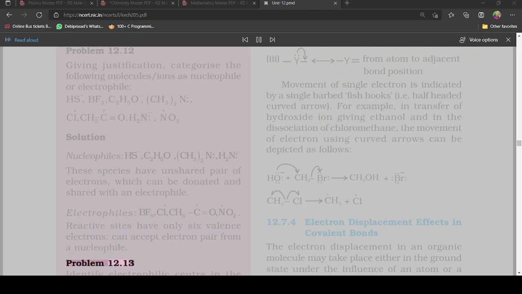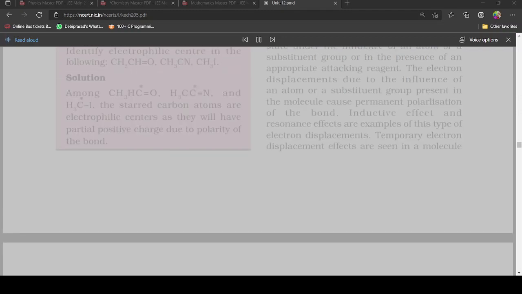Problem 12.13. Identify electrophilic center in the following: CH3CH=O, CH3CN, CH3I. Solution: among CH3HC*=O, H3CC*N, and H3C*I, the star carbon atoms are electrophilic centers, as they will have partial positive charge due to polarity of the bond.